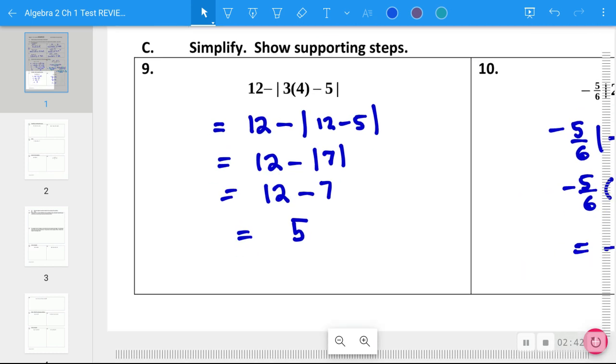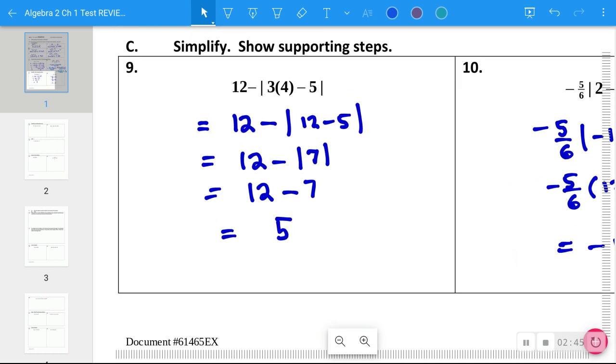Okay, when we move over to example 9, we're just supposed to simplify. You start inside the grouping symbols, in this case absolute value bars. So all the stuff inside there has to be done before you do anything else. And inside there, you're going to do the multiplying first. So 12, and then you subtract 5 to get 7, and then you take the absolute value of that 7 to get +7. And finally, you do the subtraction that was on the outside. 12 minus 7 is 5.